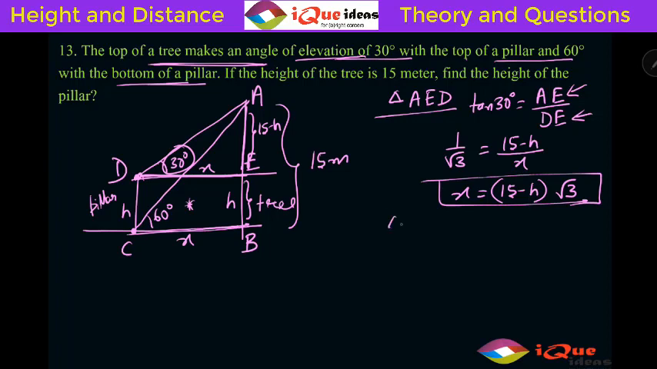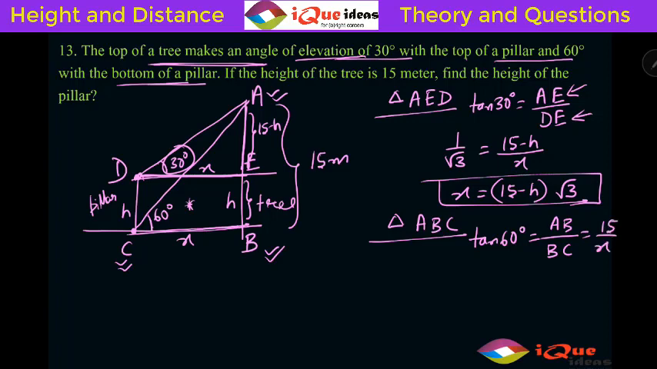Now look at triangle ABC. In this, the angle is 60 degree. So we will take tan 60 degree equal to, I'll write the names of the sides, that is AB divided by BC. Now AB is 15, BC is X. And tan 60 is root 3. So root 3 is equal to 15 by X. So from here very clearly we can see that X is equal to 15 by root 3 meters.